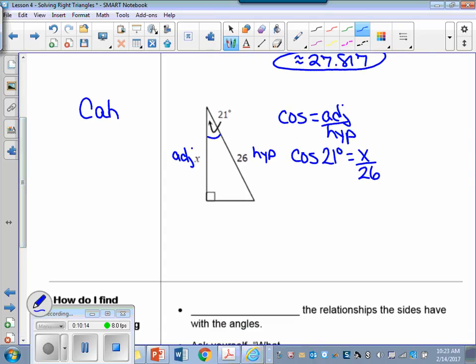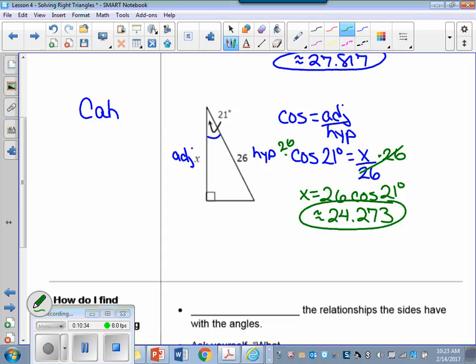We're ready to solve the one-step equation by multiplying both sides by 26. X equals 26 times the cosine of 21 degrees, which is approximately 24.273. See, I meant it when I said easy peasy for the equation. So we now know how to solve for all of the sides in a right triangle. I could use this approximated value and the Pythagorean theorem to find the opposite side if I had to.